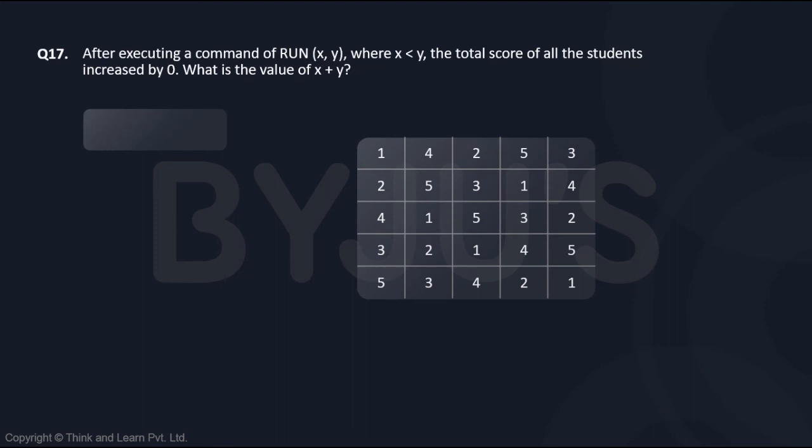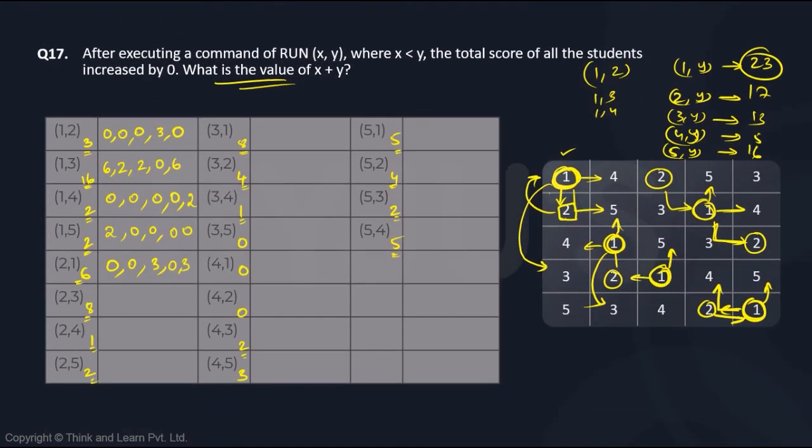Right, question number 17. After executing a command of run x, y, where x is less than y, that's very important, the total score of all the students increased by 0. What is the value of x plus y? So we'll again make use of the help of the previous calculation that we did. So if you remember the previous calculation, what is the value of x plus y? That's the question in this, and x is less than y.